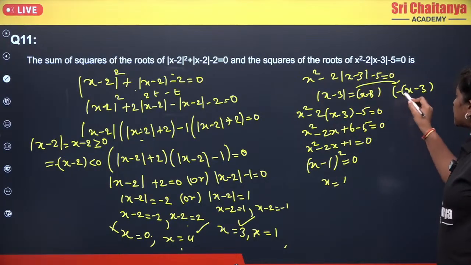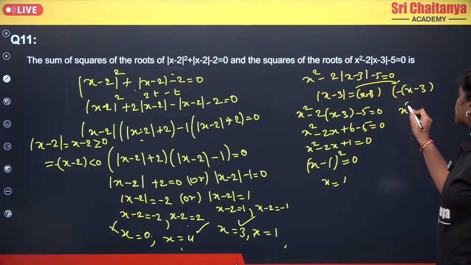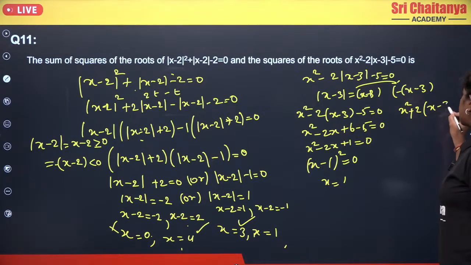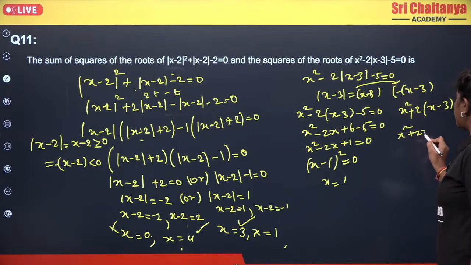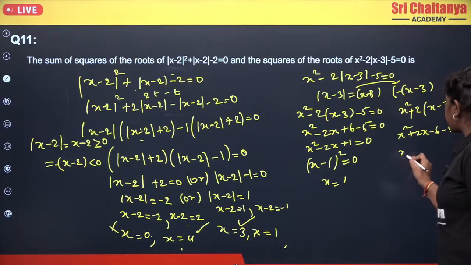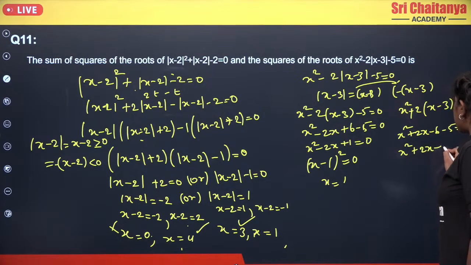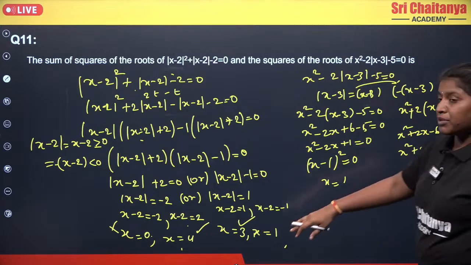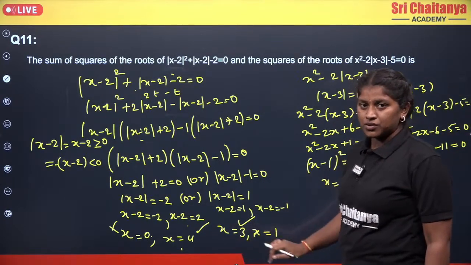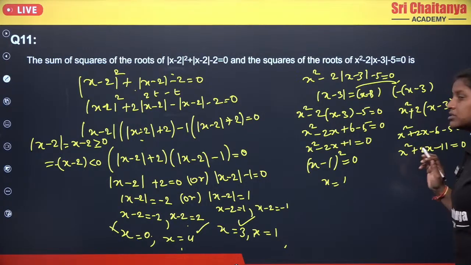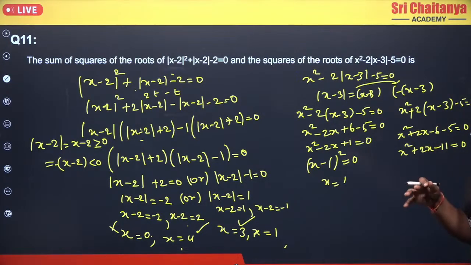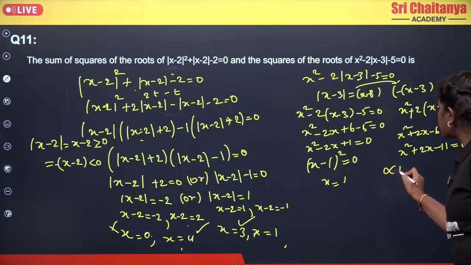Okay, now moving to the next, minus x minus 3. So now x square minus 2 into minus into minus will become plus x minus 3 minus 5 equals 0. So x square plus 2x minus 6 minus 5 equals 0. So now here you will get x square plus 2x minus 11 equals 0. See, from here you got the 2 of the required solutions, right? So from here you will get the required one. Why? Because here you can use the sum of roots and product of roots. If you take the sum of the roots, what will it become?